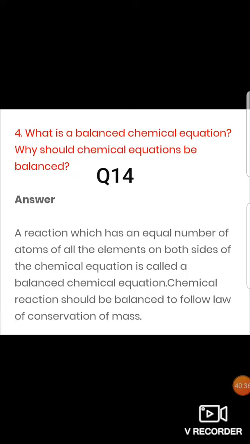Where the same number of atoms should be present on the left hand side in the reactants as well as on the right hand side in the products, with the masses of the atoms balanced.